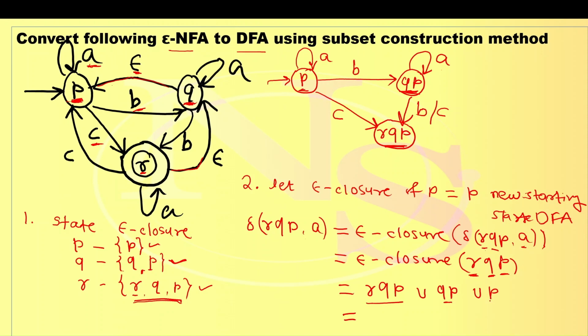What does union say? Take the common ones only. So RQP union QP, that is RQP. It means RQP on reading A goes to itself. So there will be a self loop.